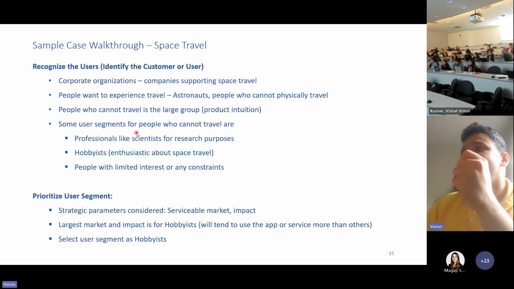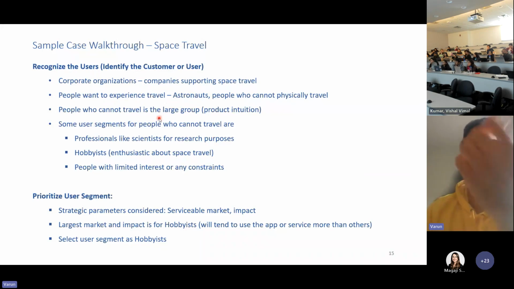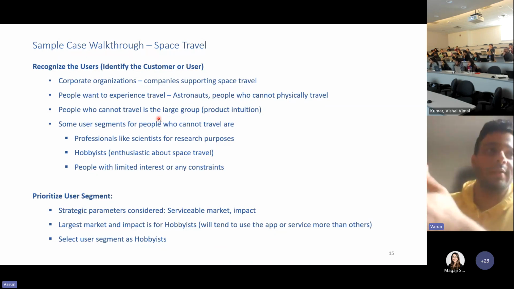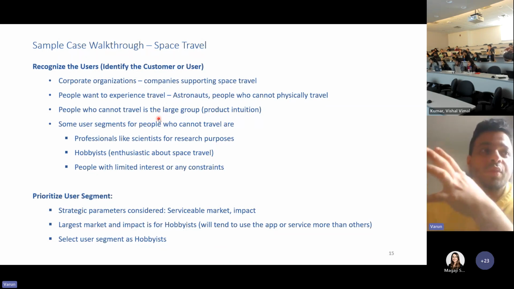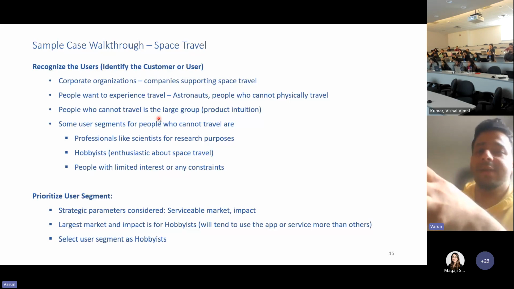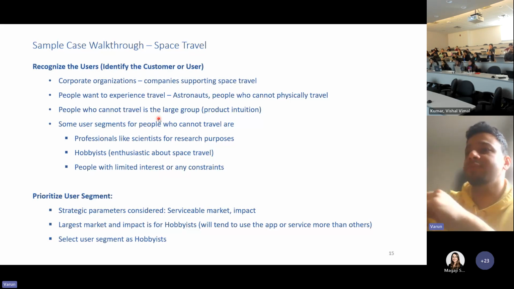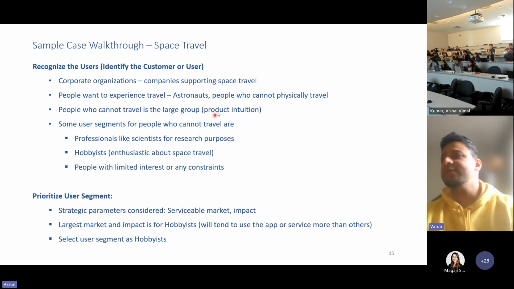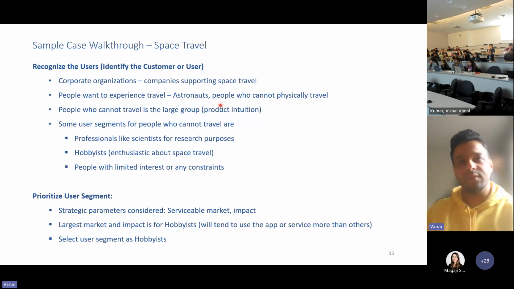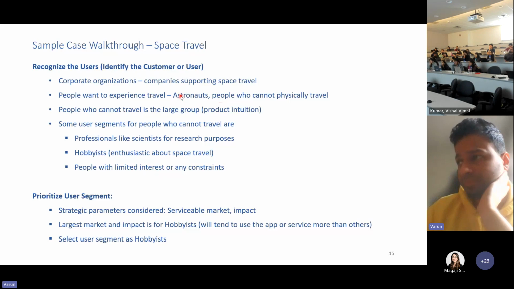And the way I addressed it was, I said, okay, this is interesting. I'm not going to consider corporate organizations. I'm not going to consider astronauts or cosmonauts. I want to focus on someone like me who cannot physically go to space, because that's the largest group, right? That's basically all of the other end users who want to experience space travel but cannot physically go there for whatever reason that may be. And this is the intuition piece that comes into play. Of course, you need a lot of practice. Things will work, will not work initially, but this is how you address it.